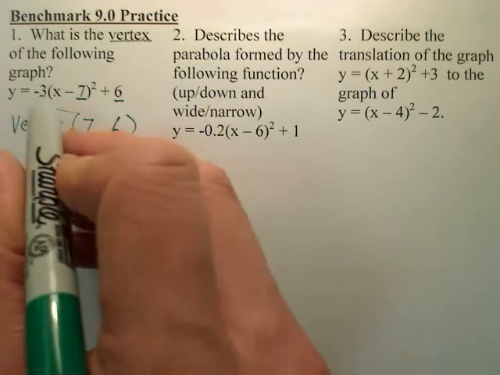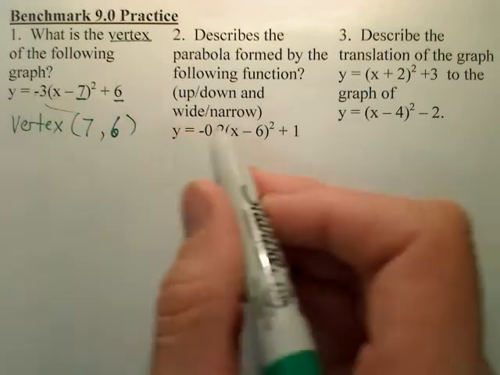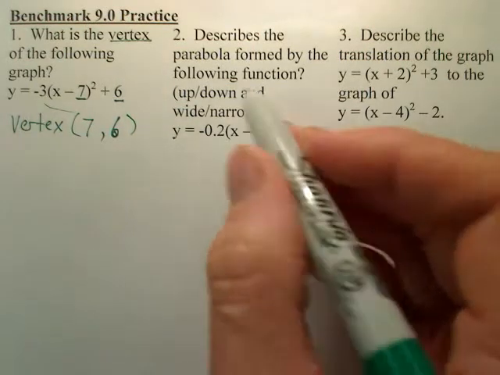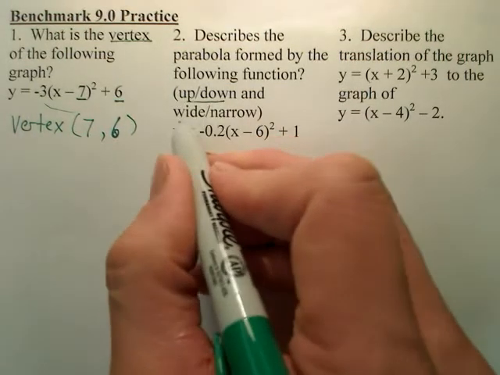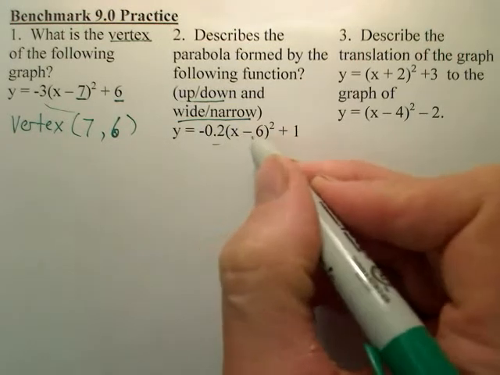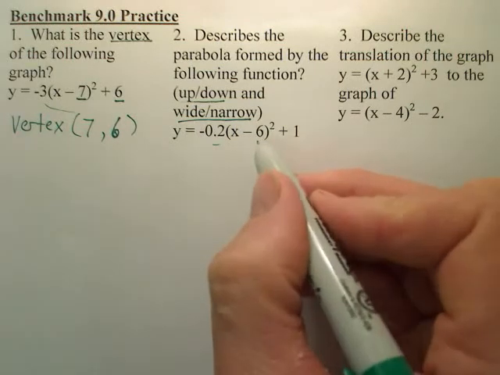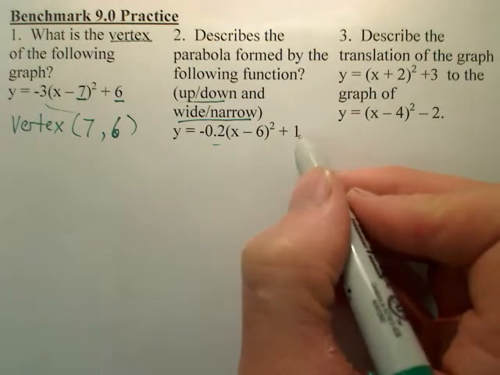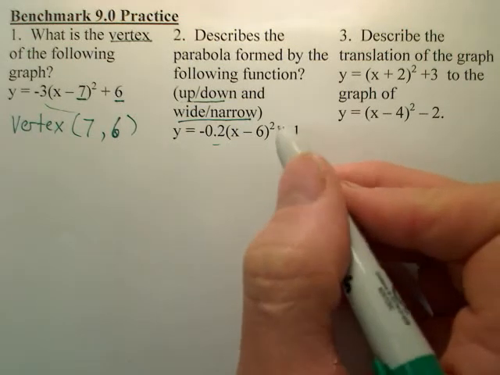Just look for it. This is your a value. This tells you some other related stuff. Problem 2. For problem 2, it's asking for up, down, wide, and narrow. This is where the a value is involved. If we cared about the vertex, this one would be 6, 1. But it's not asking for vertex. It's asking for something else.